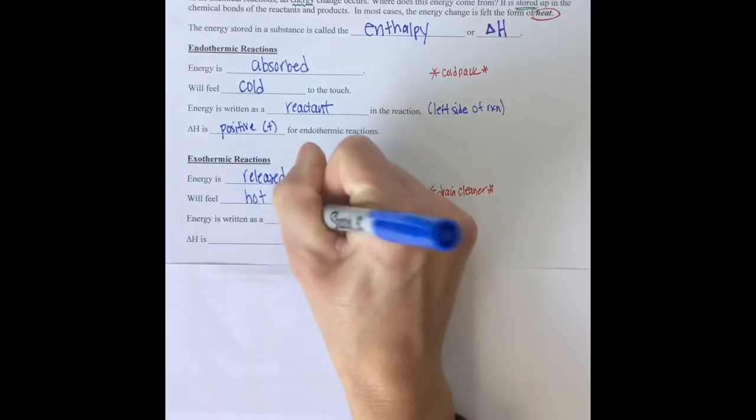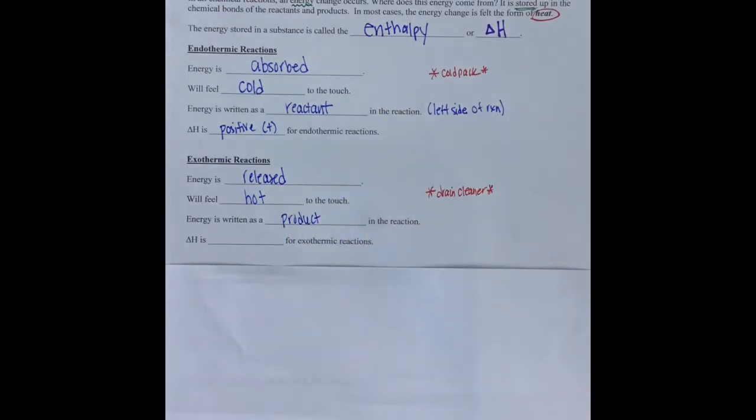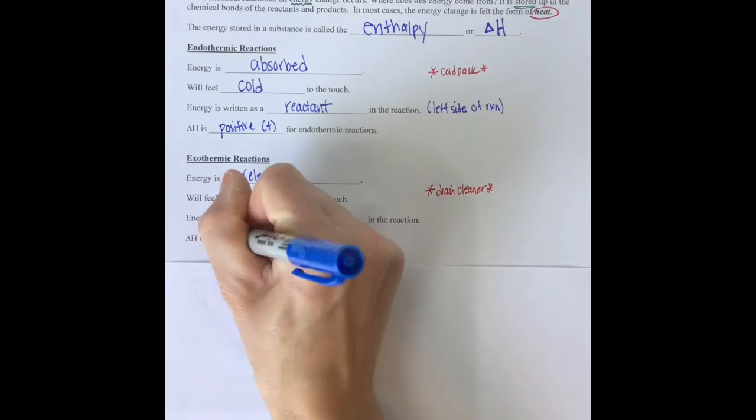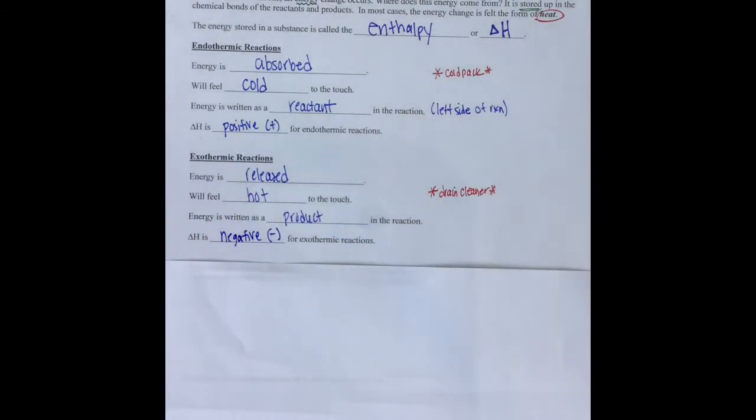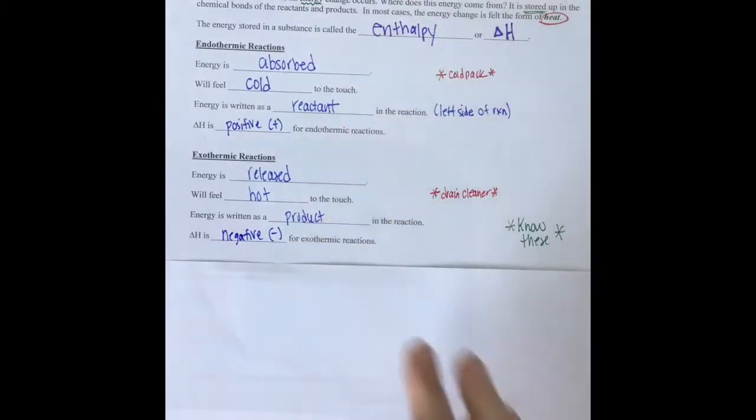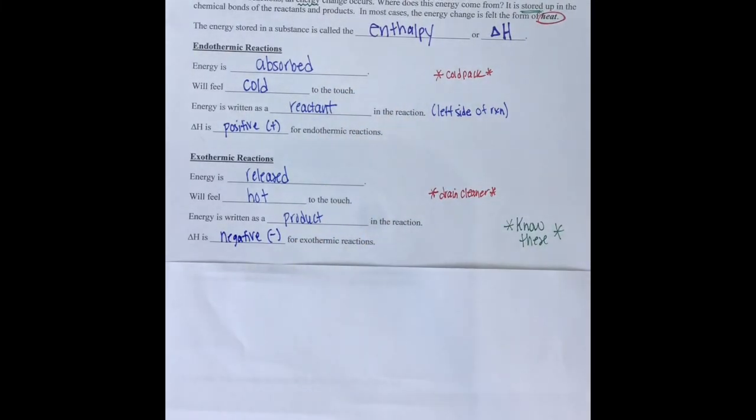Energy will be written as a product, and the enthalpy is going to be negative for exothermic reactions. So you might want to write yourself a note that these are things you need to know about endothermic and exothermic reactions.